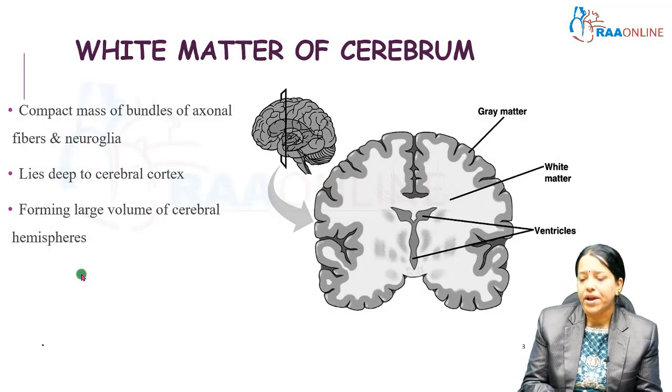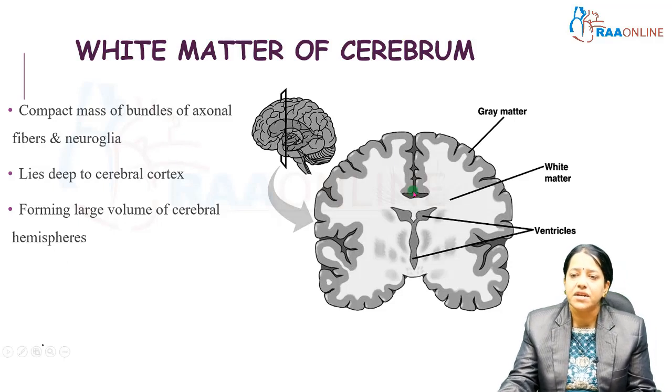So basically the cerebrum has two hemispheres, right? You have gray matter on the outer surface, which is called the cerebral cortex, and below this gray matter you can see the white matter. You have some nuclei also which are scattered within the white matter. So this is the basic concept of the cerebrum.